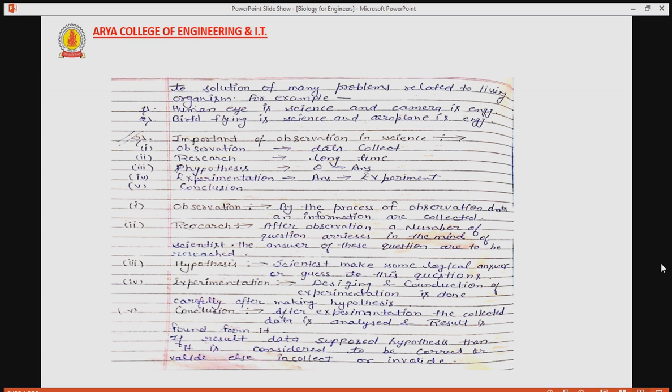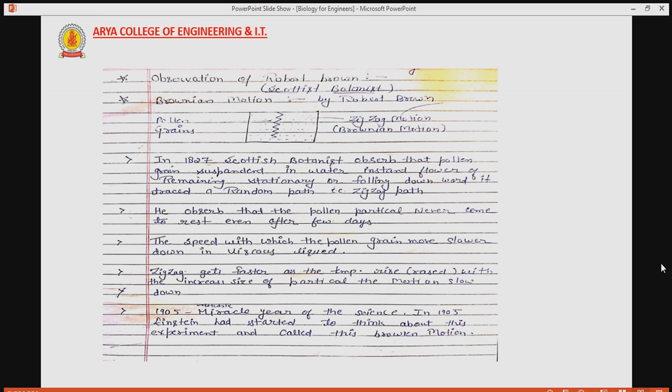Now the next one is hypothesis, meaning scientists make some logical answer or guess to these questions. The next one is experimentation. Designing and conducting the experiment is done carefully after making the hypothesis. And the last one is the conclusion. After experimentation, the collected data is analyzed and the result is found. If the result data supports the hypothesis, then it is considered to be correct, or if not, then it is invalid.